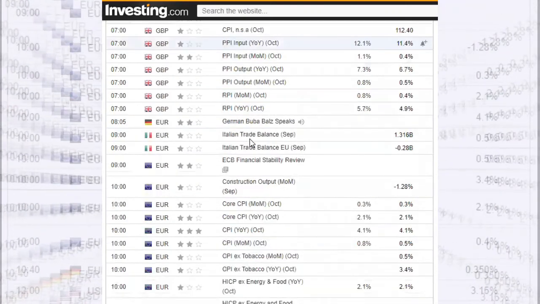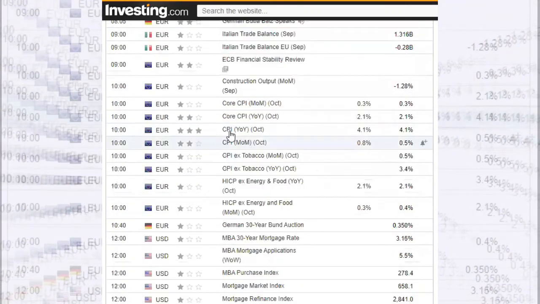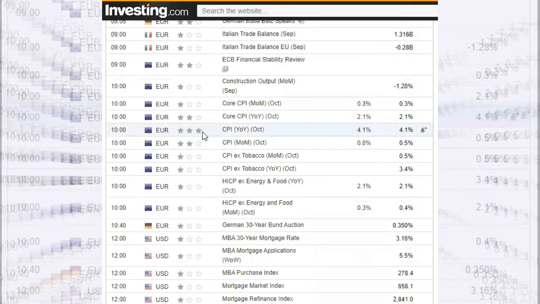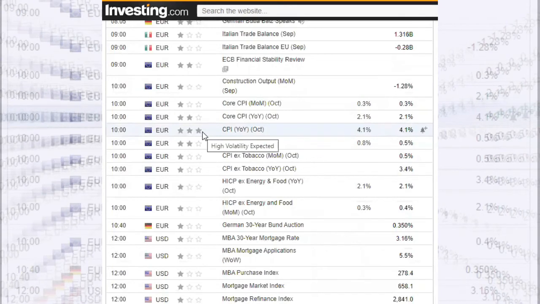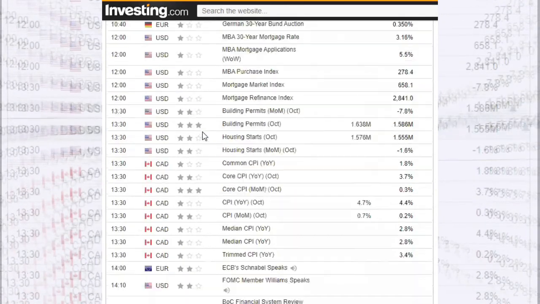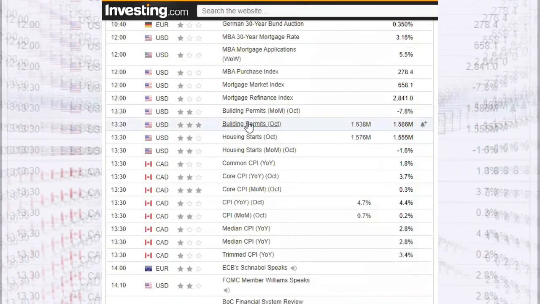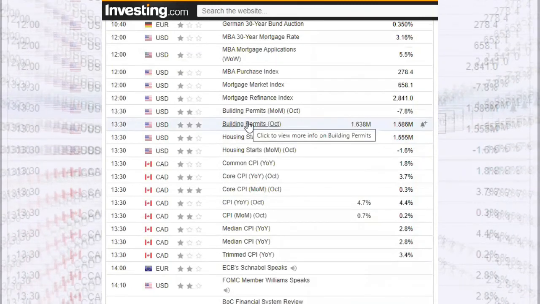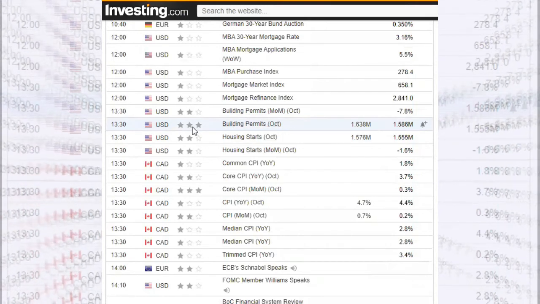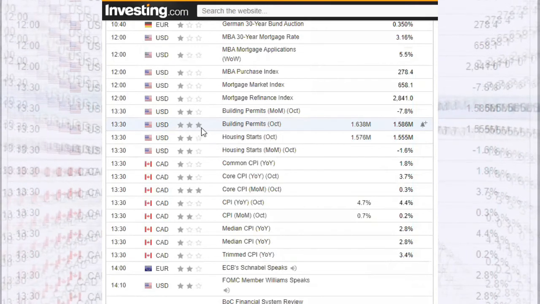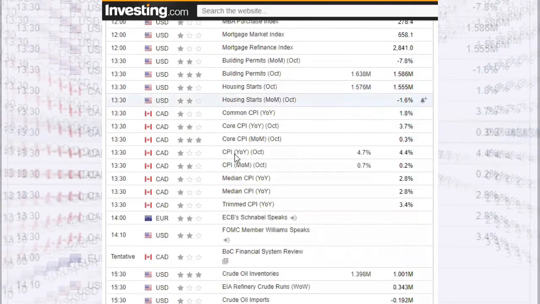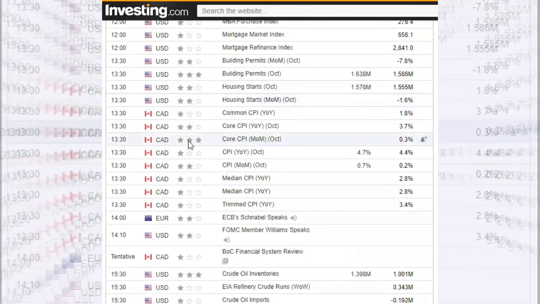If we carry on down, we've got more inflation data, CPI, coming out of the euro at 10 o'clock GMT. So again, you must keep an eye on that if you're in any euro trade. We carry on down, guys. At 1:30, we've got building permits. This tells us the health of the building and real estate market in the US. This is a 3-star rating, so of course we keep an eye on this if we're in any US dollar trade. And Canadian dollar at 1:30.